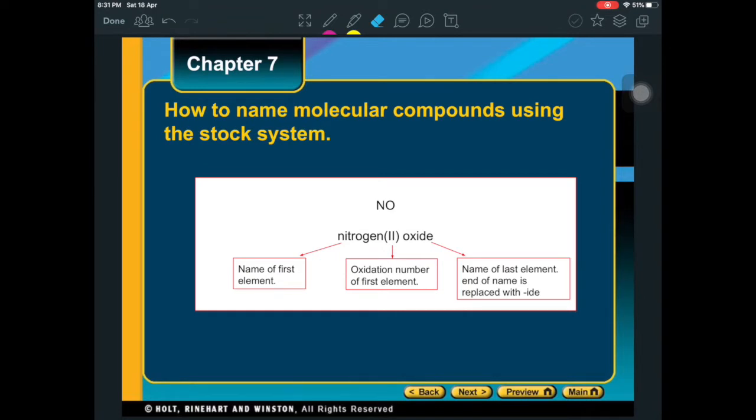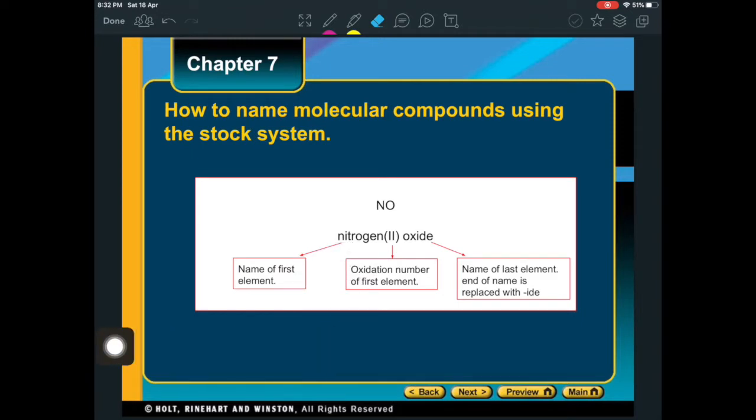So just remember, when we're naming using the stock system, the first thing we need to do, this nitrogen right here, so if I had a compound like NO, okay, this is a compound, this is not just a statement. N is just going to get its regular name, nitrogen. O is not going to get its regular name. We're going to change it to oxide, so it's not going to be oxygen. We're going to erase the end of the name and add IDE instead, just like what we were doing before. So this is going to be nitrogen oxide, and between them there's going to be this 2. This 2 is the oxidation number of nitrogen.